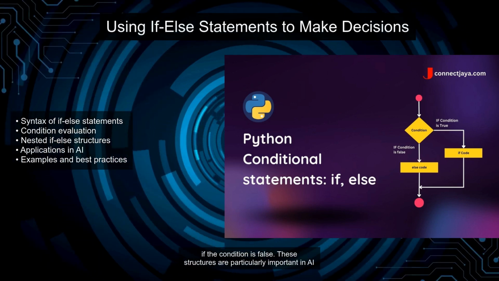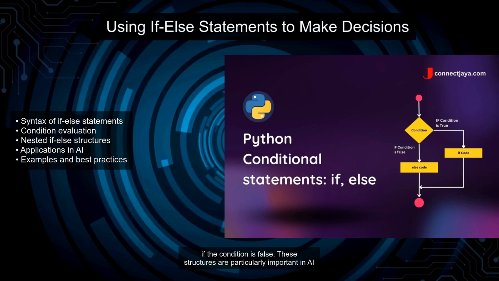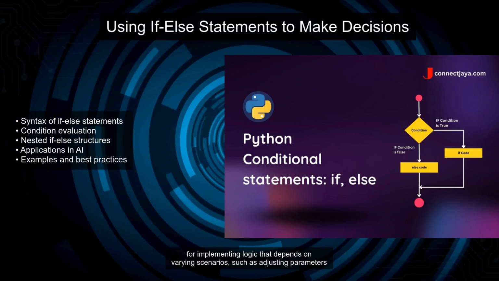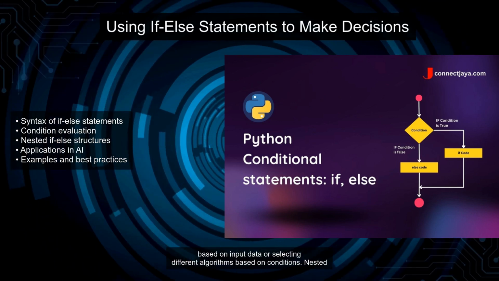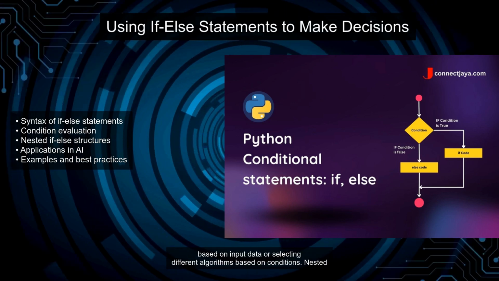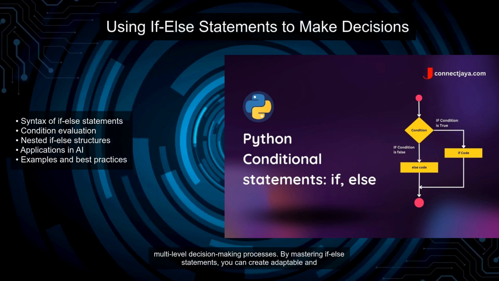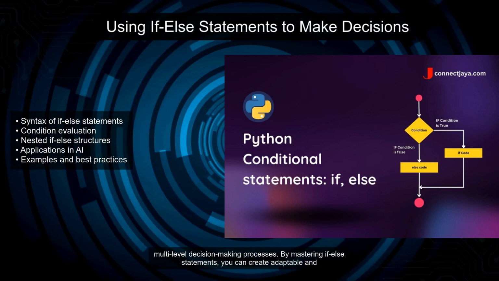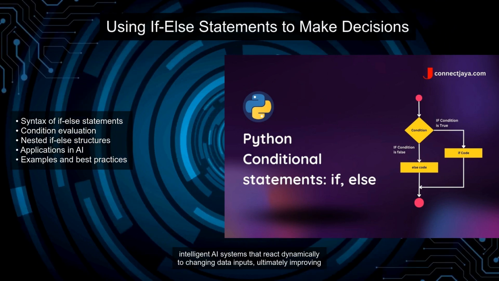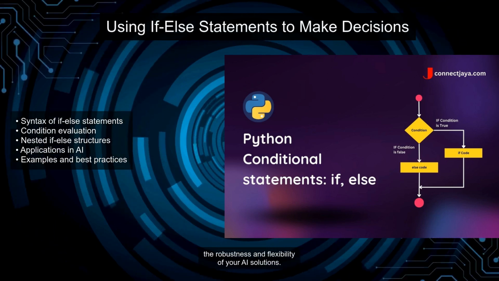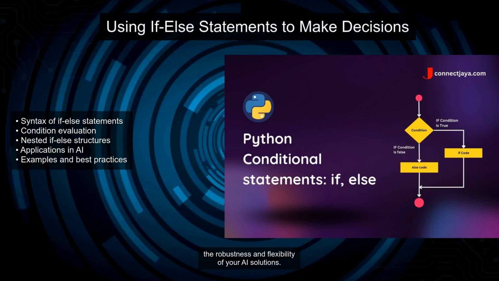These structures are particularly important in AI for implementing logic that depends on varying scenarios, such as adjusting parameters based on input data or selecting different algorithms based on conditions. Nested if-else statements can be used for more complex decision trees, allowing for multi-level decision-making processes. By mastering if-else statements, you can create adaptable and intelligent AI systems that react dynamically to changing data inputs, ultimately improving the robustness and flexibility of your AI solutions.